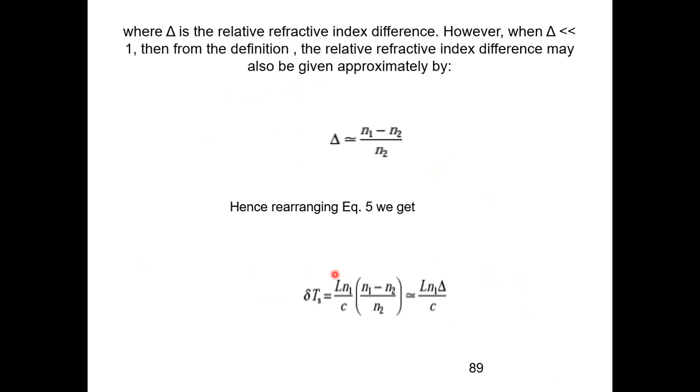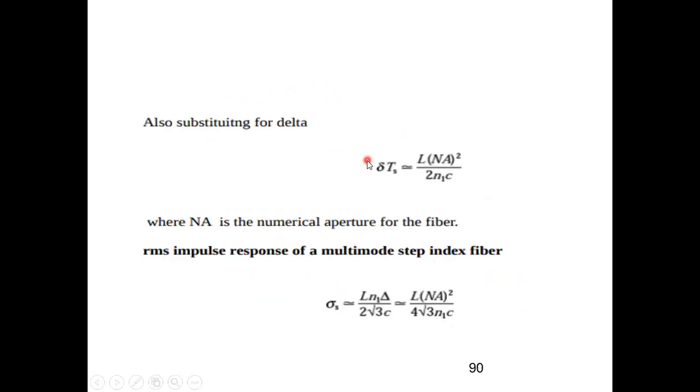So I have rearranged equation 5. So I get this particular term where I have approximated delta to n1 minus n2 upon n2. Now substituting for delta, I gave you the relation NA is equal to n1 square root of 2 delta. So your delay difference is approximately equal to L NA square upon 2 n1 C.